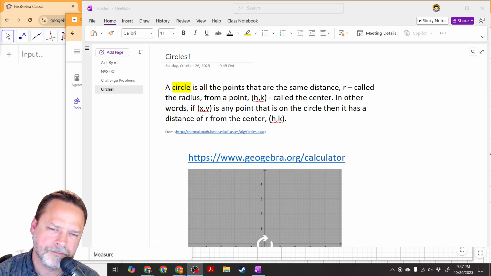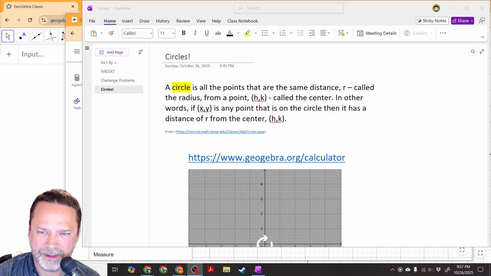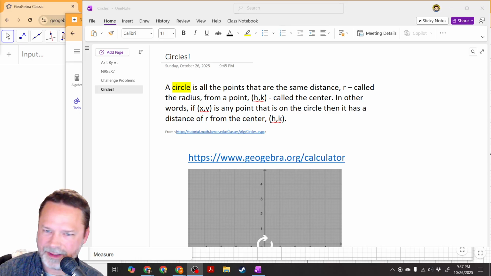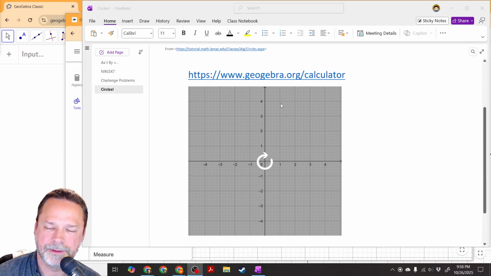A circle is all the points that are the same distance, we'll call it r, and that is also the radius. So r for short, the radius, from a point, h comma k, called the center. In other words, if x comma y is any point that is on the circle, it has a distance of r from the center, h comma k. So let's take a look at this a little bit more closely.